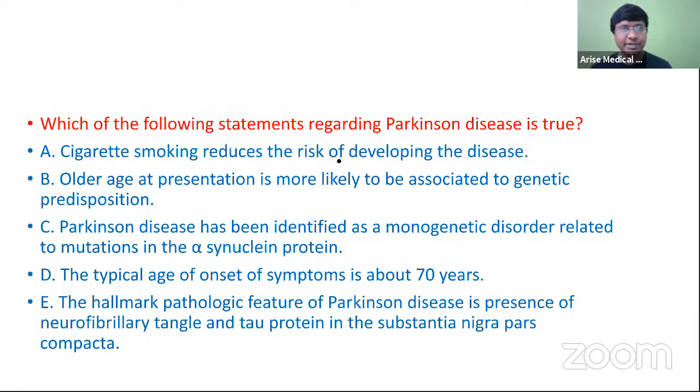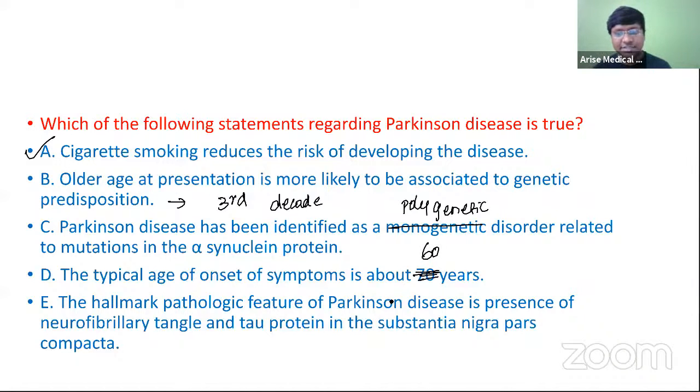So, cigarette smoking reduces the risk of developing the disease. Correct statement. Older age at presentation is most likely associated with genetic predisposition? No, genetic predisposition. The onset of clinical manifestation is around the third decade? Right? Parkinson's disease has been identified as a monogenetic disorder? No, it is polygenetic. The typical age of onset of symptoms is not 70 years, it is about 60 years.